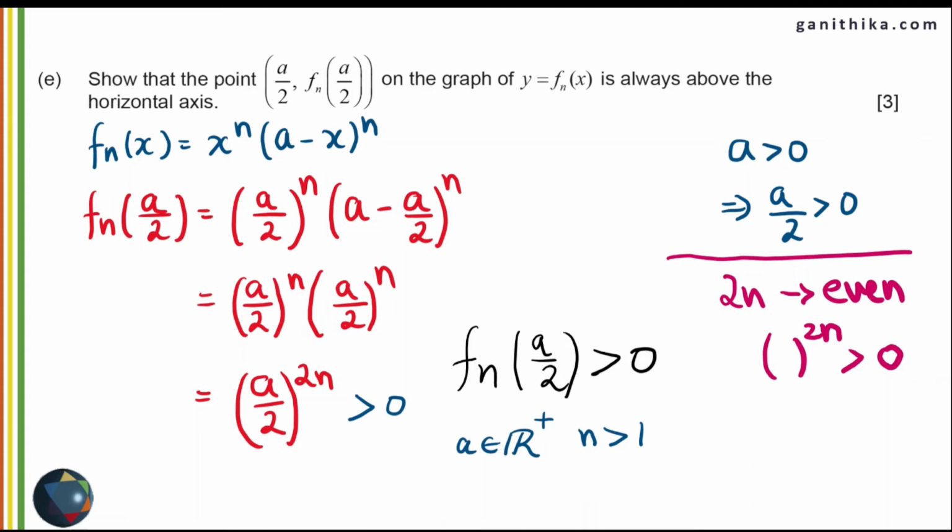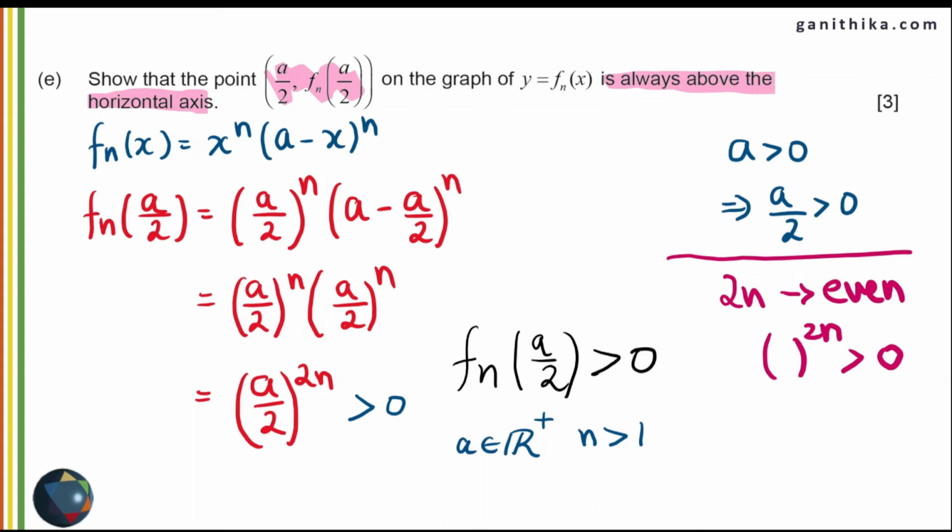So you need to have one of the reasons, as I stated here, either a is greater than 0 gives a over 2 positive. Therefore, the base positive gives you the whole expression to be positive. Or the power is an even number. Therefore, anything raised to the even number is always positive. Therefore, the y value at a by 2 is always positive. So either one of these reasons should be stated in your answer paper. So you have shown that the maximum point is always above the horizontal axis, which is also seen from the graphs that you have drawn so far.